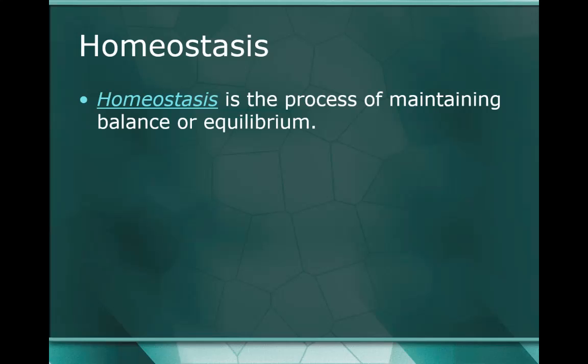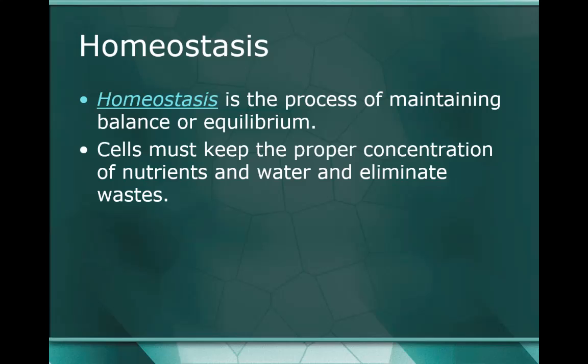All right, so let's remind ourselves of the definition from last class of homeostasis. Pause, see if you can come up with its definition, and then we'll move on. So homeostasis is the process of maintaining balance or equilibrium. And this is incredibly important for cells. They have to keep the proper concentration of nutrients and water coming in while at the same time eliminating wastes.